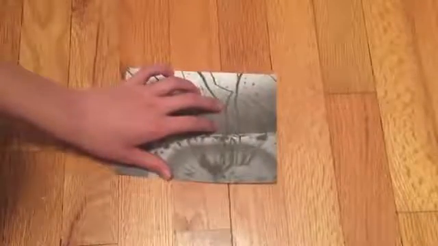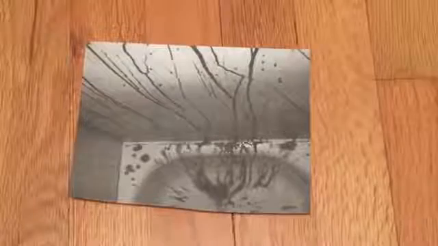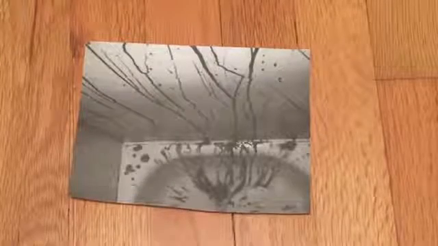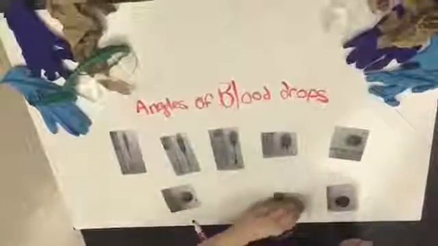Flow patterns are where blood flows horizontally or vertically and is altered by certain obstacles, and you can often see this within bathrooms of crime scenes, sinks, etc. With several different types of scenarios and blood spatters, different angles of blood drops can be produced.